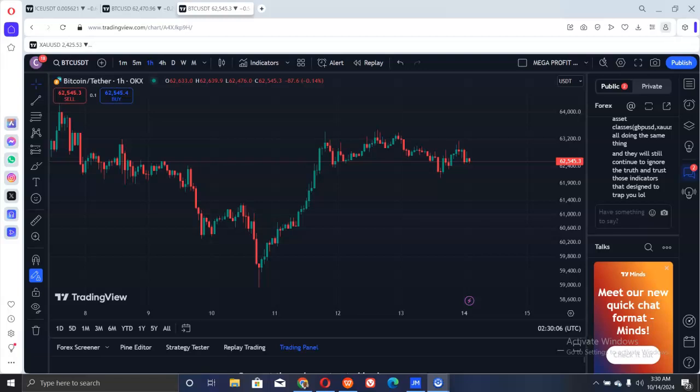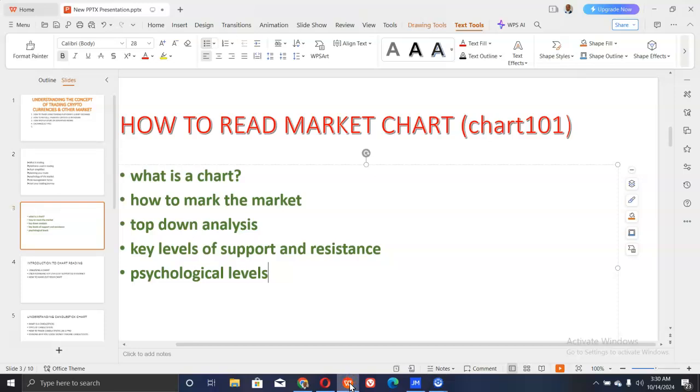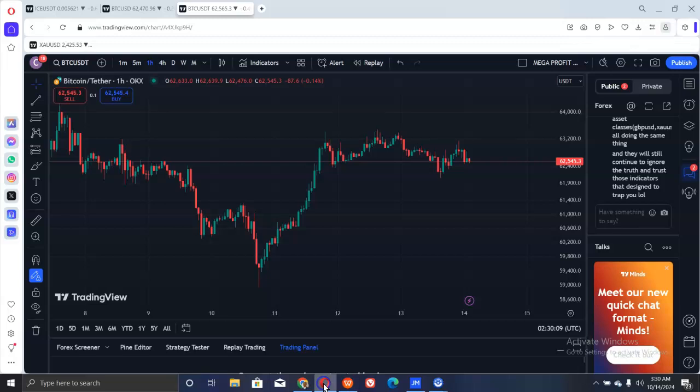All right. Now let's look at my board here. How to read the market chart, chart 101. So how do we read the market? The market is a place where we have the buyer and the seller. The green bars represent the buyers. Then the red bar represents what? The sellers. There are two groups of people that make up the market. We have the bull and the bear, the buyers and the sellers.